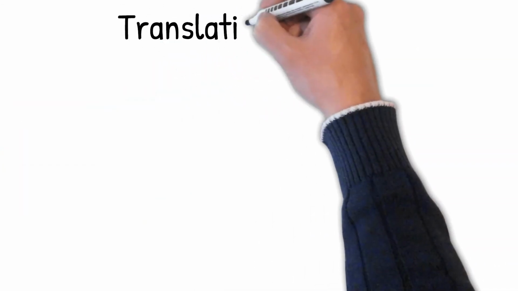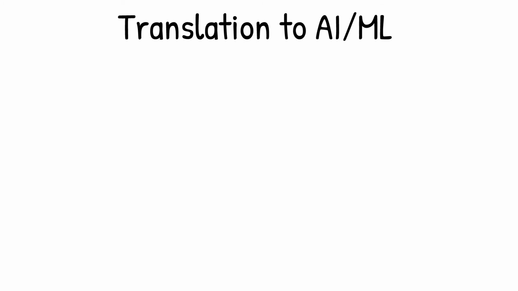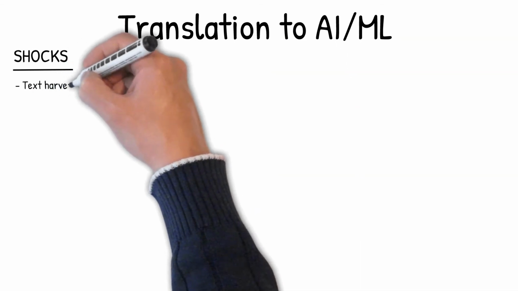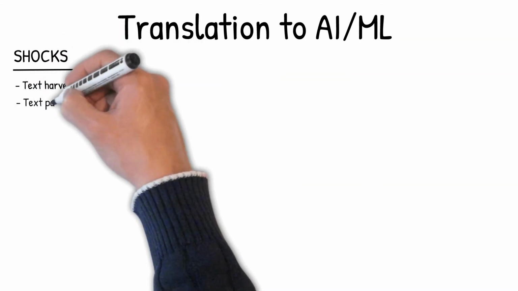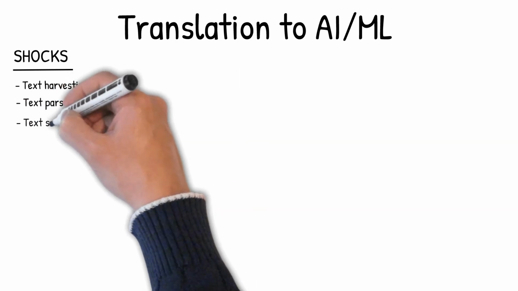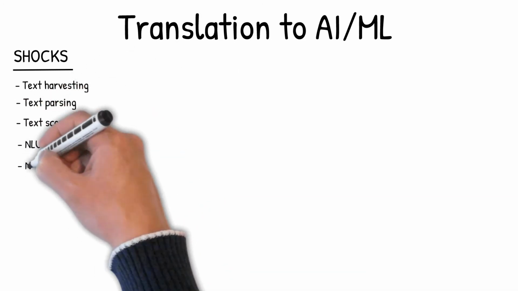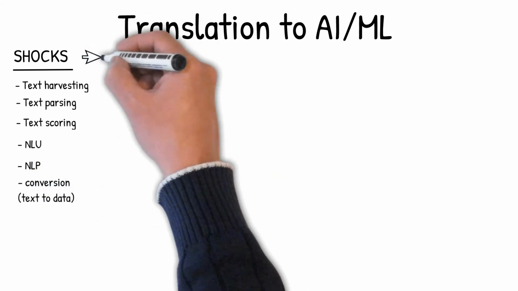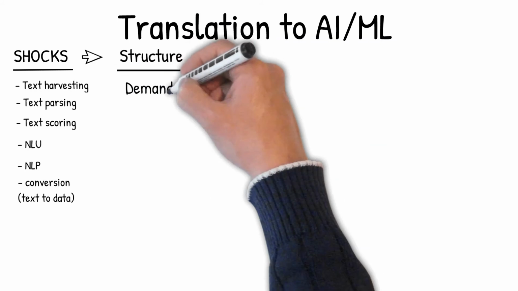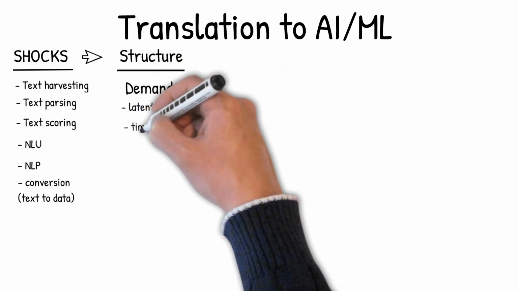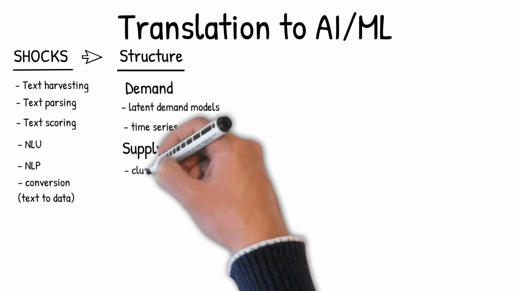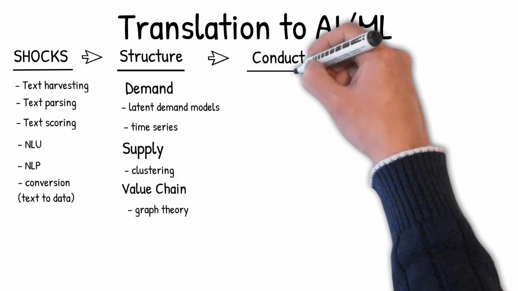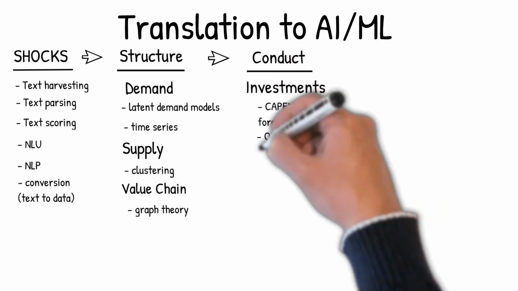Well, how does all that translate to an artificial intelligence or machine learning project? Let's start with shocks. Probably you would end up having a system that would automatically read the news. It would do text harvesting. It would parse that text. It would score it. It would maybe use something called natural language understanding or natural language processing to convert that text into numbers. Once it's converted, we can then say certain variables are going to affect other variables, like the demand for products and services, or the supply, or the profits in the value chain. Those changes in variables then imply different shifts in investments.